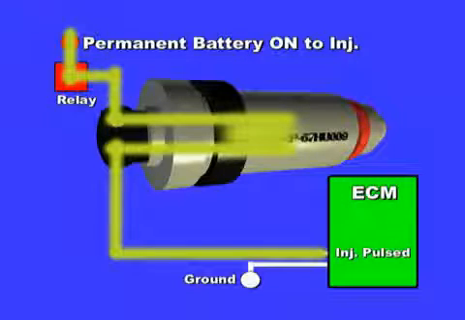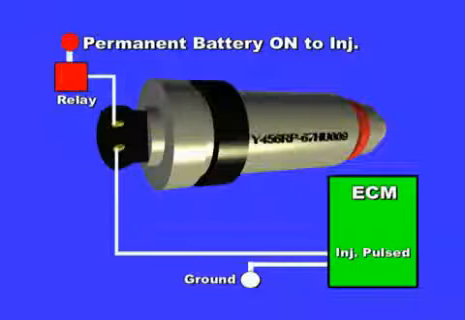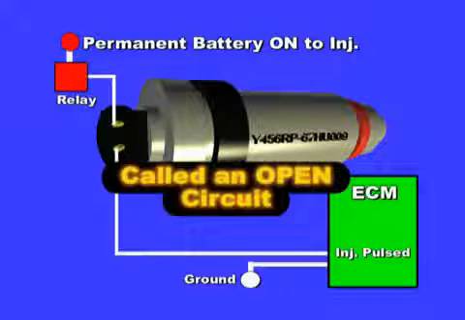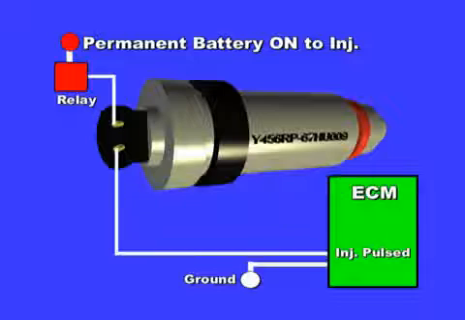The ECM always monitors the injector wire. 12 volts flow from the battery to the relay and through the injector. It then returns through the injector coil to the ECM wire. If 12 volts is not present at the ECM wire, then it knows that either the connector is disconnected, the wire is broken, or the injector coil is also broken. Either way, this is called an open circuit, which is why the ECM issues an OBD2 open circuit code. So, injector open means that the return voltage is missing.